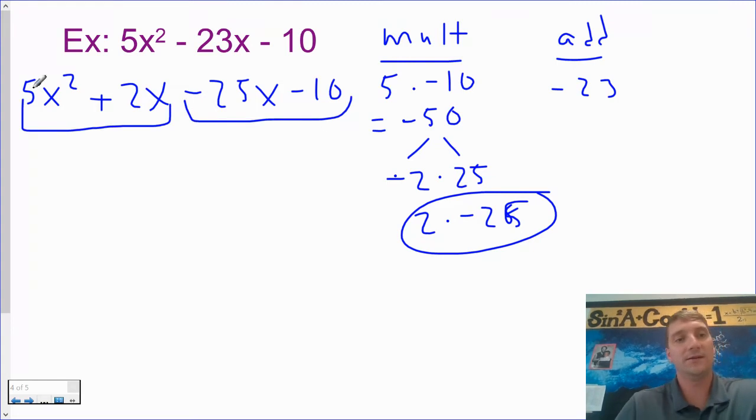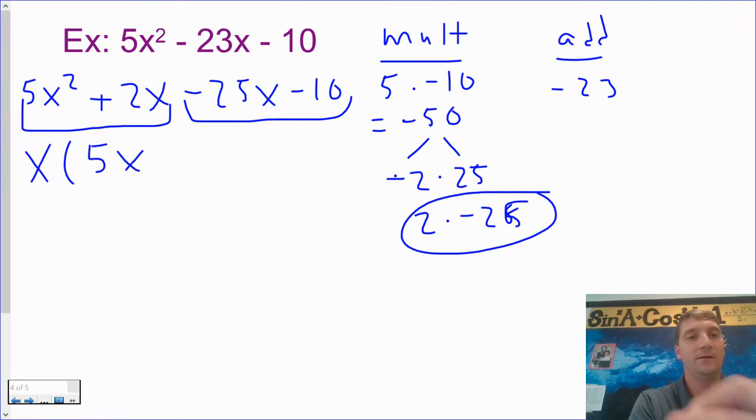So if I look at this 5x squared and the 2x, 5 and 2 have nothing in common besides a 1, but they do share an x. So my GCF there is a 1x or simply just x. And then if I have 5x squared and I take away an x, that's just going to leave me 5x. 2x, take away the x, will just leave me a 2.